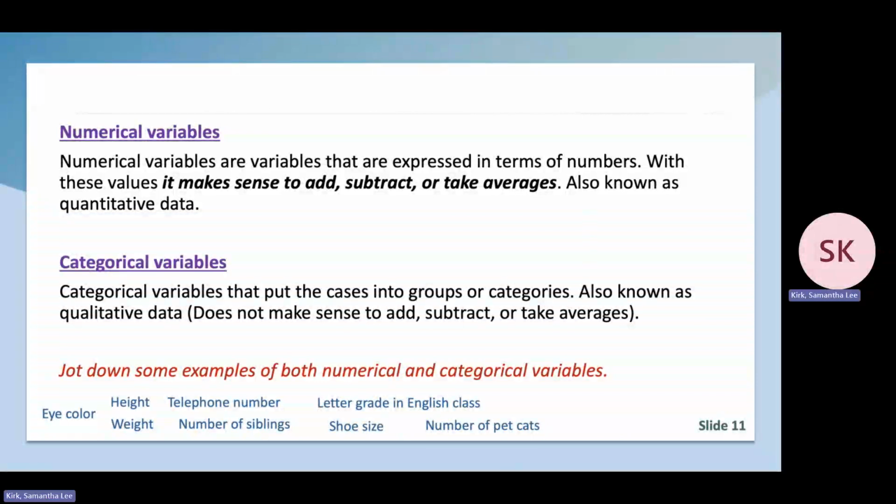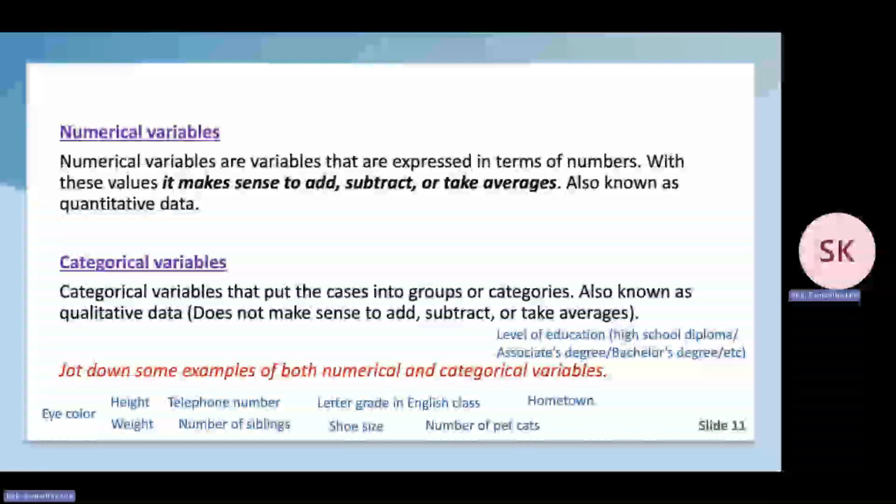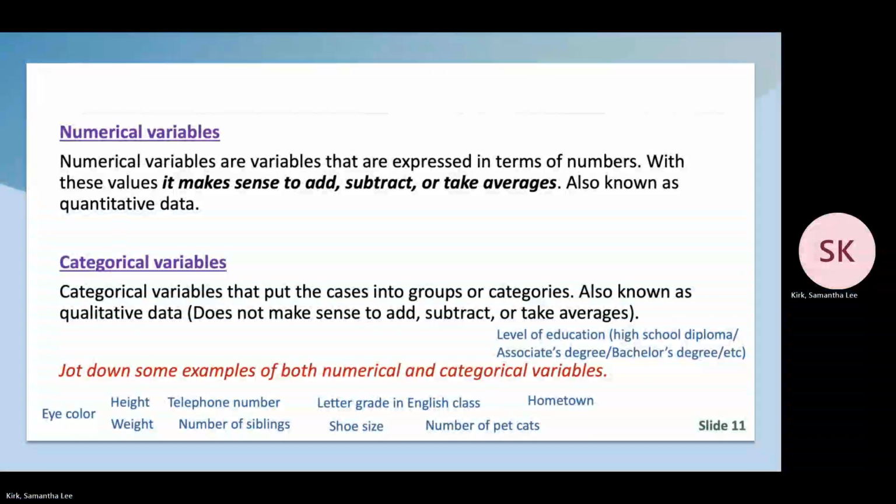The number of pet cats someone has, right? Somebody could have 0 cats, 1 cat, 2 cats. That's a numerical variable. The hometown where they grew up, that would be a categorical variable. And one more, the level of education, like whether they had a high school diploma, an associate's degree, a bachelor's degree, that would be a categorical variable. So remember, these are variables because they change depending on the individual.